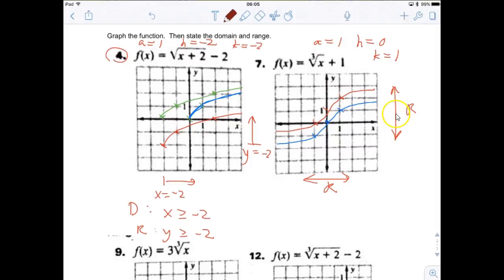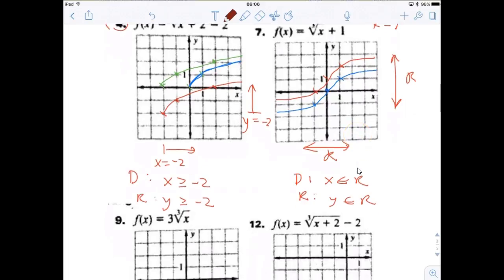Now I can see also that the function is going to go up and down forever, and it's going to go left and right forever, so then I can write my domain and range correspondingly. So go ahead and pause and do that. Okay, so we have our x is an element of real numbers, y is an element of real numbers. That's how you note that there are no limits to where the function exists.